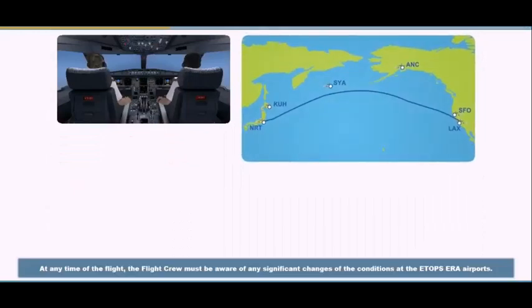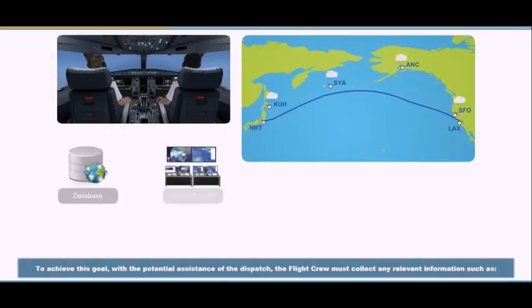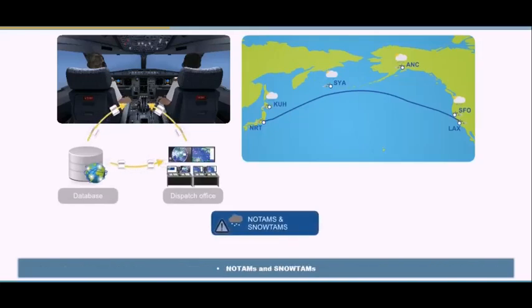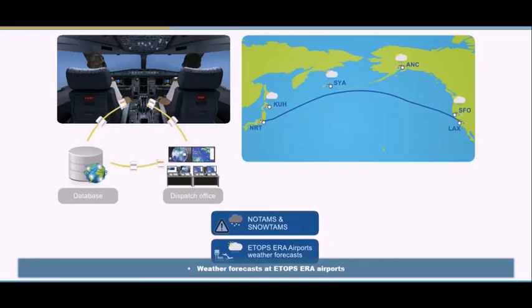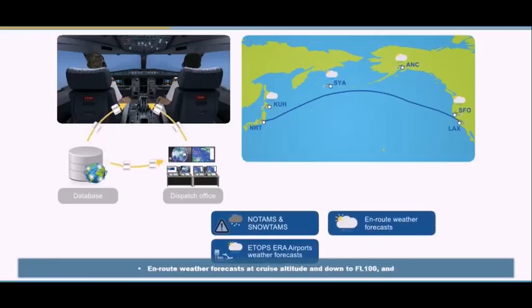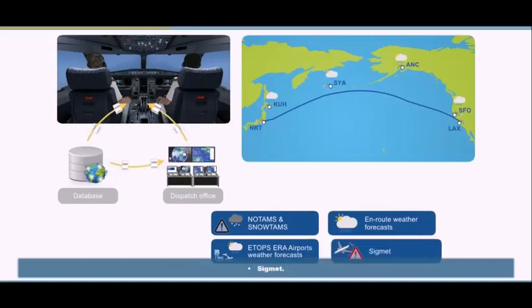At any time, the flight crew must be aware of any significant changes of the conditions at the ETOPS CRA airports. To achieve this goal, with the potential assistance of the dispatch, the flight crew must collect any relevant information, such as NOTAMs and SNOTAMs, weather forecasts at ETOPS CRA airports, en route weather forecasts at cruise altitude and down to flight level 100, and SIGMET.